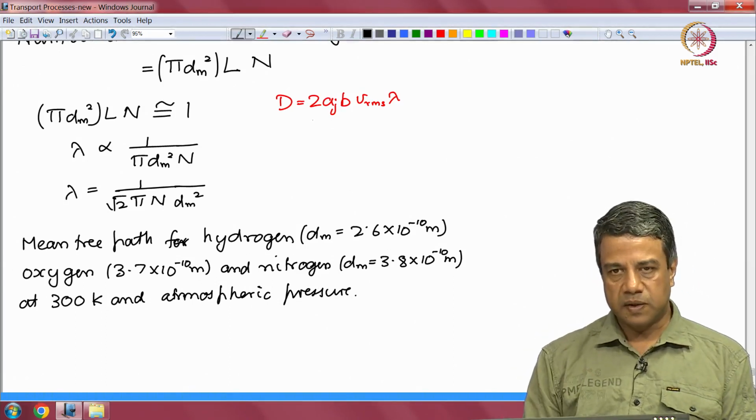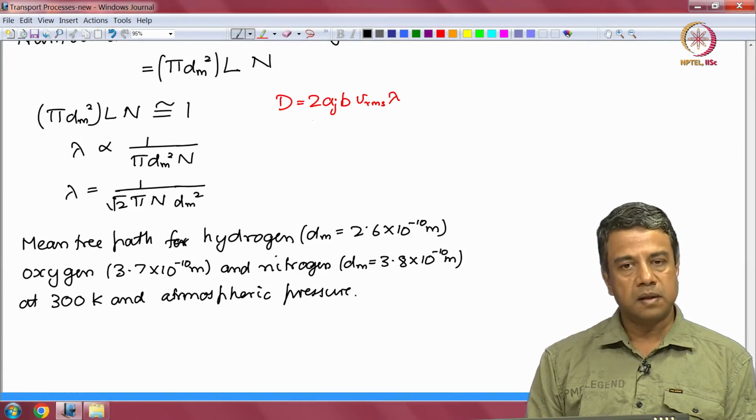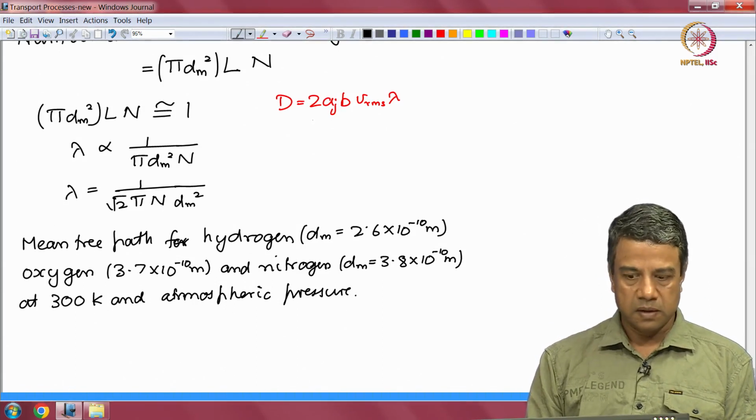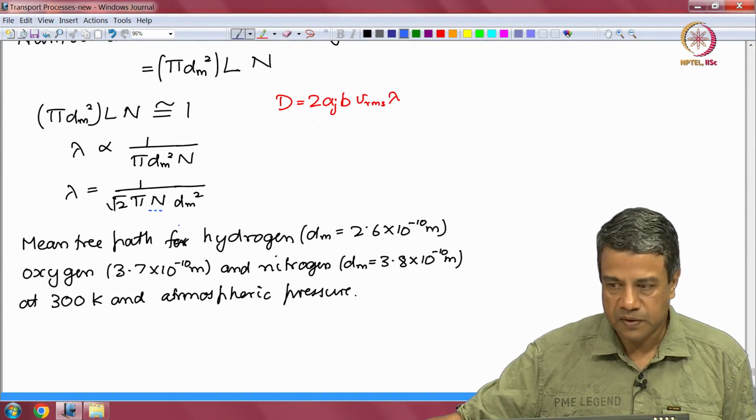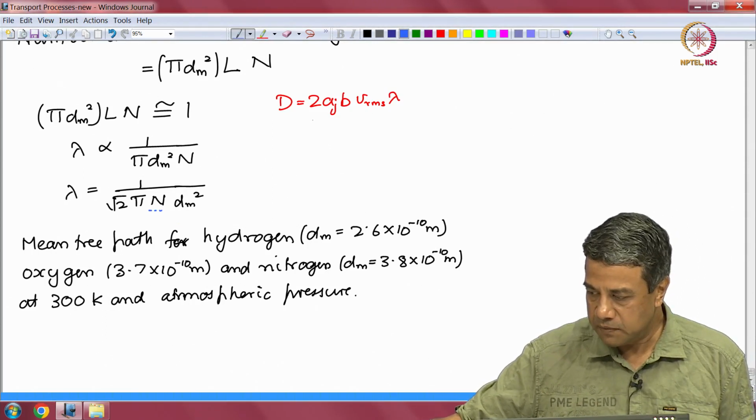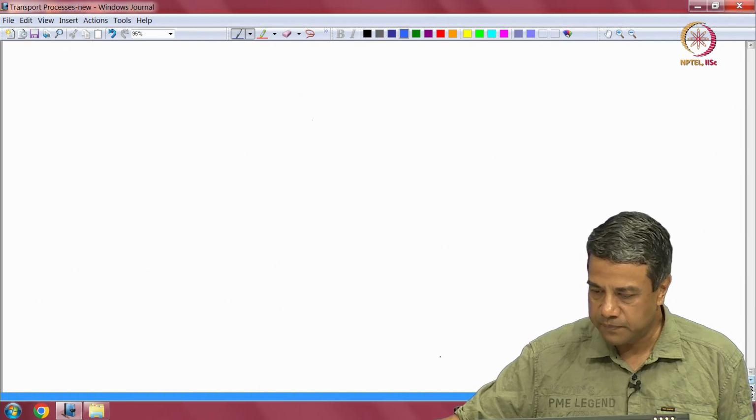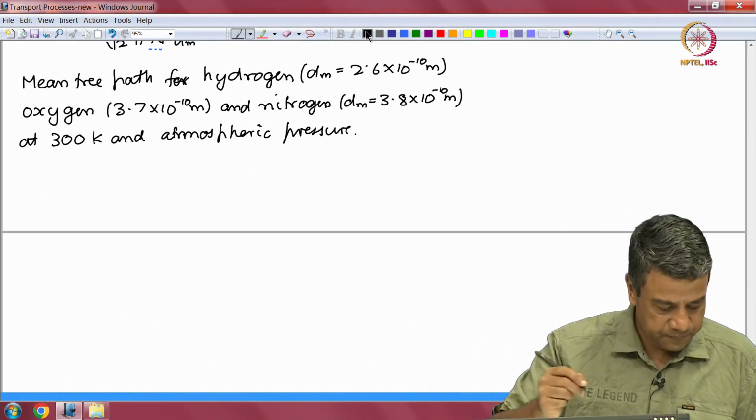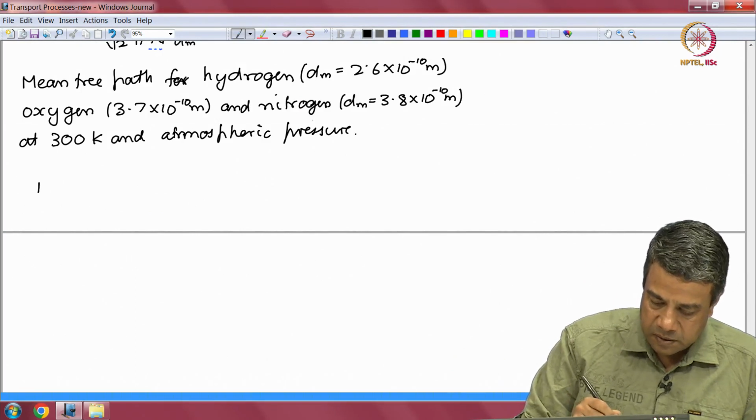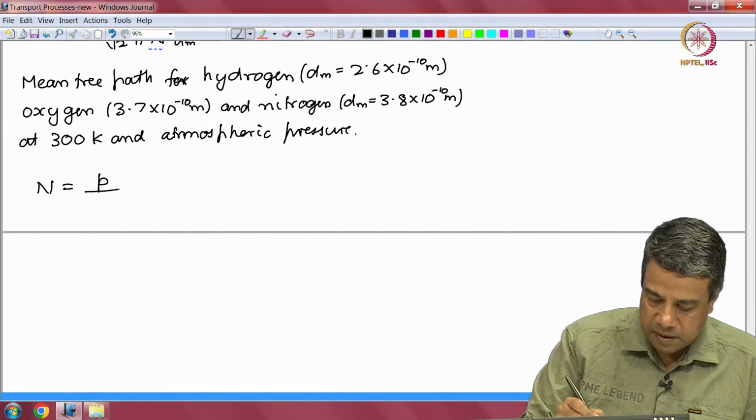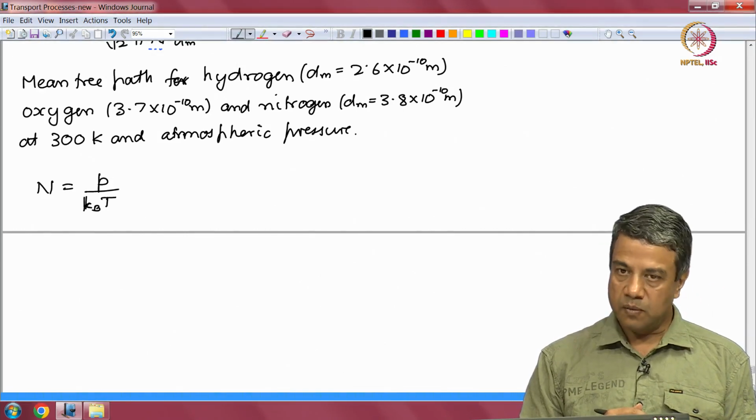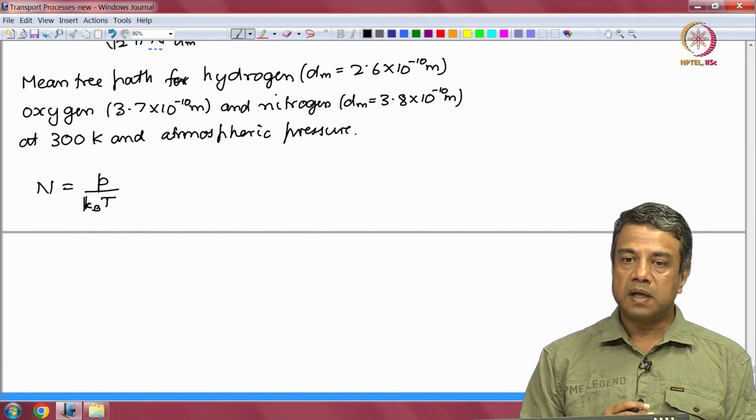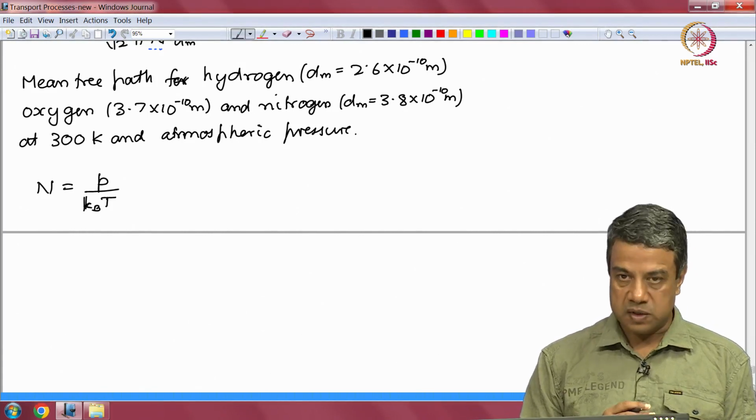So, to estimate the mean free path, we need of course the diameter of the molecule. We also need to know the number density, number per unit volume. That number per unit volume is obtained from the ideal gas law. The number per unit volume is equal to P by kBT. P by kBT is the number of molecules per unit volume. P by RT is the number of moles per unit volume.